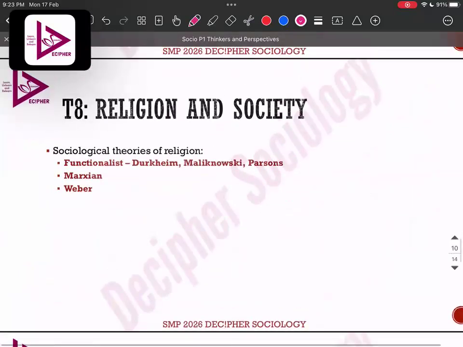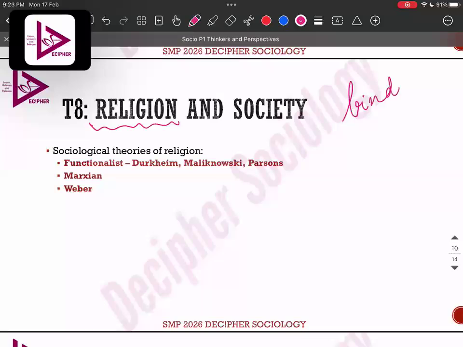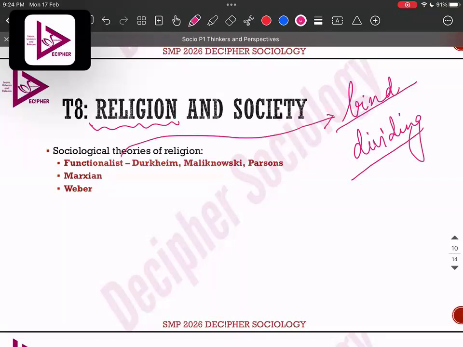Then the next subject matter we have is religion. Religion is very important because it is a force which is understood to bind society, but at the same time, what is it doing? It is also dividing. We have different theories. The functionalists say that religion binds society. The Marxists say that it divides society, right? So we have these thinkers and we have to understand them.